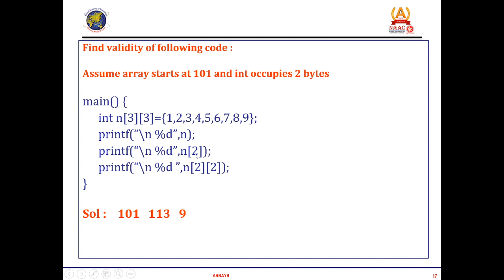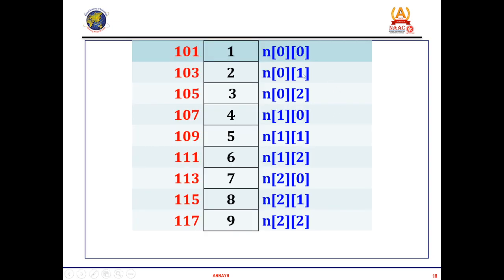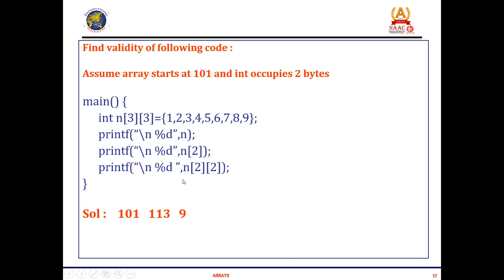But in that particular row, you have so many elements. And hence, the beauty of this is, whenever you say n of 2, you always get the base address where the second row is starting. Now look at this. You have n of 0 0, n of 1 1, and this is the place, n of 2 0. This is the place where your row is starting, and the address where it is starting is 113. That is what I said. It will give you the base address, that is the address where your row is starting. That is 113, and hence the output of the second printf is 113.